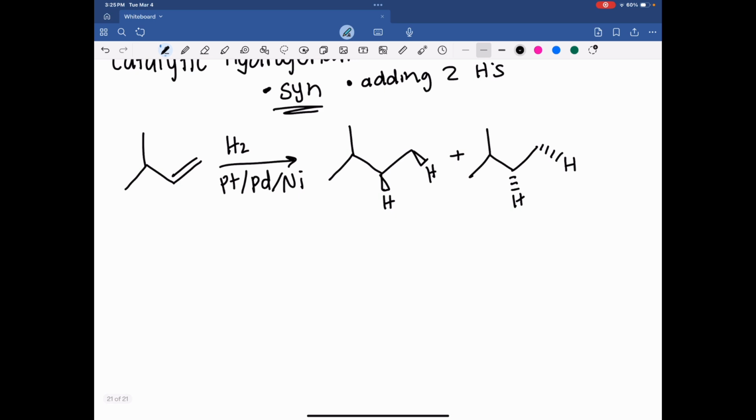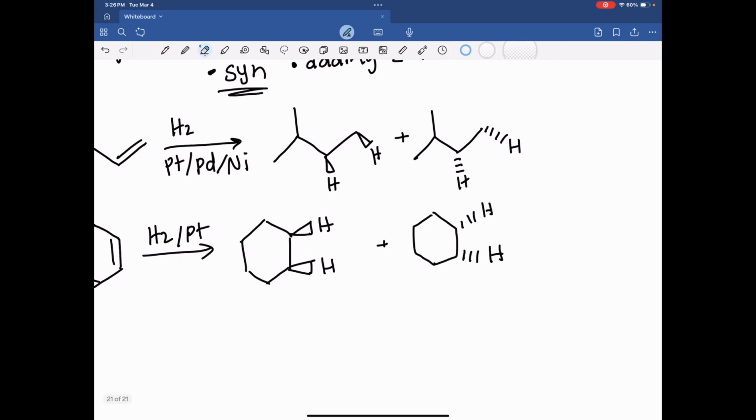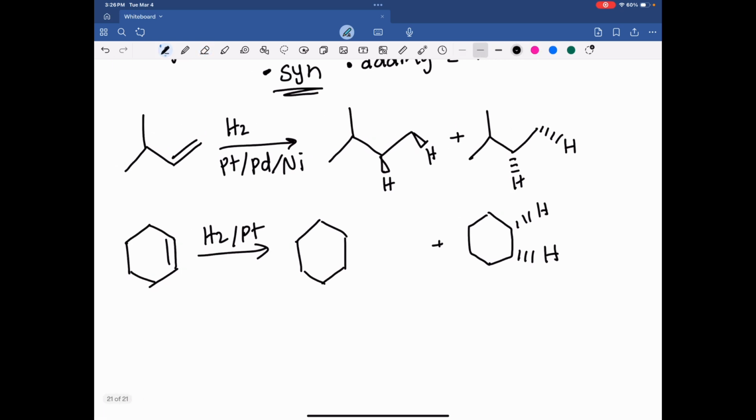Yeah, okay, so for the ring, let's do platinum, and I could get this, or I could get this. But if I were to ignore my hydrogens, we can see that this reaction basically just removes the double bond.